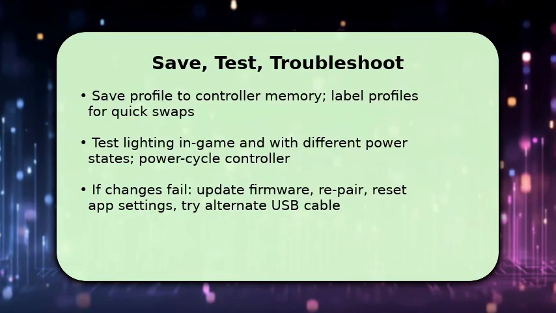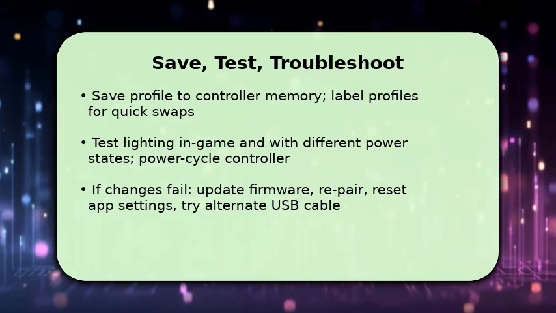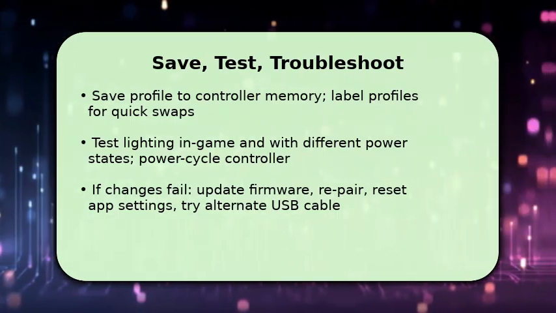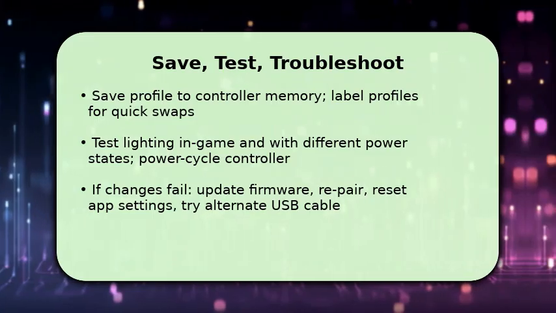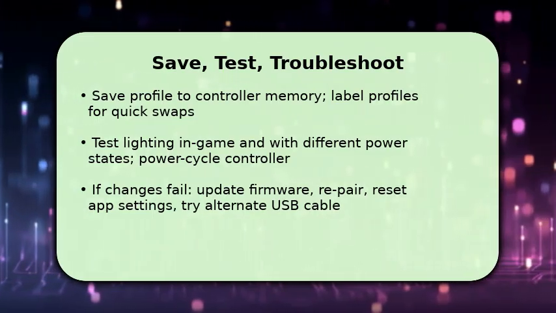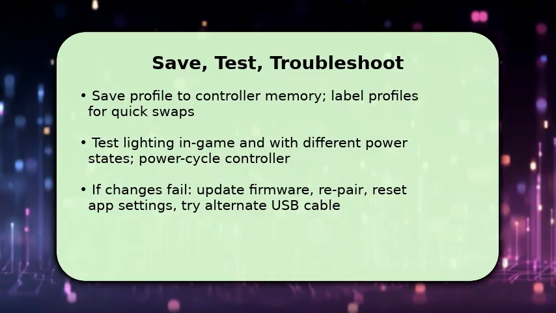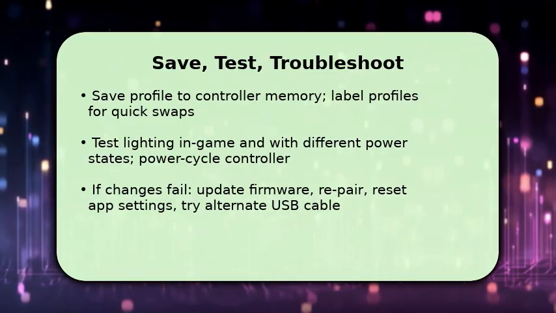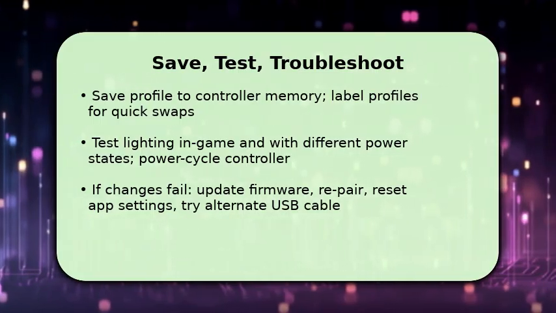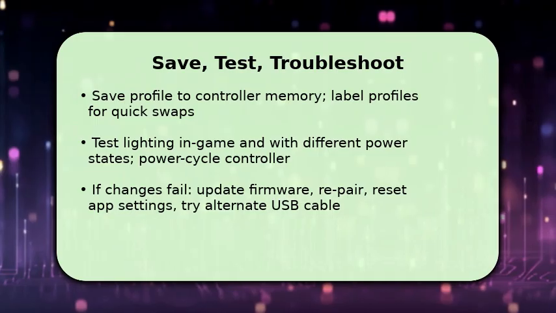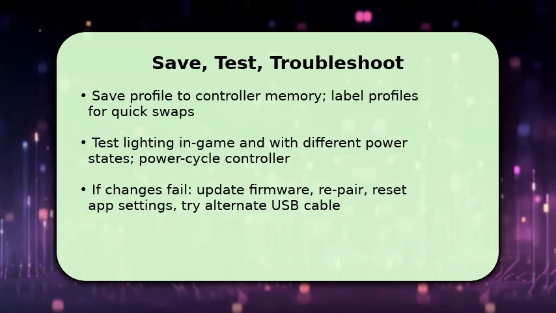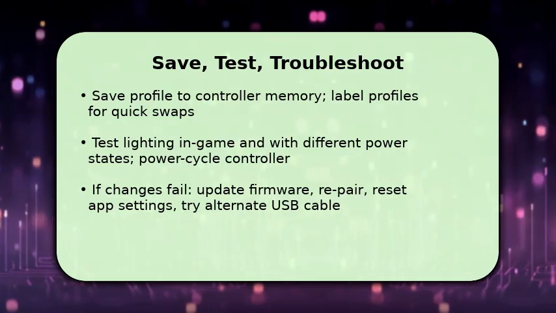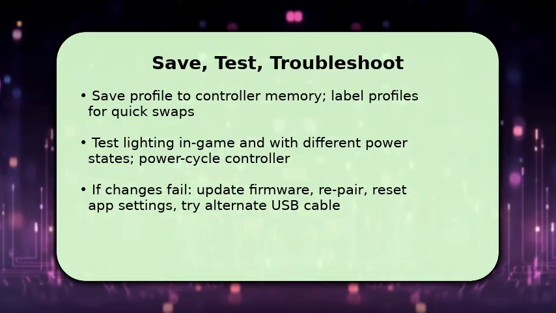To finish, save the profile to the controller's onboard memory so settings persist across consoles and sessions. Test the new colors during gameplay and while idle to confirm brightness and behavior, and then power cycle the controller to verify persistence. If the colors don't apply, update your controller firmware, repair it to the PC or console, and try a different USB cable. These steps fix most communication or power issues. Keep a backup profile for quick restoration if something goes wrong.